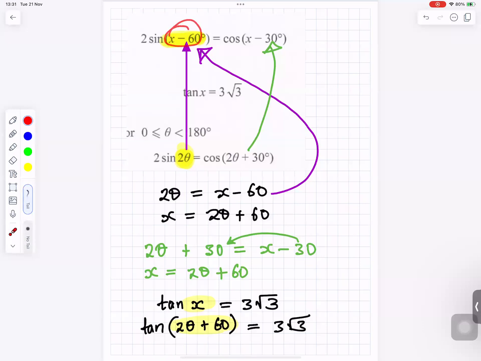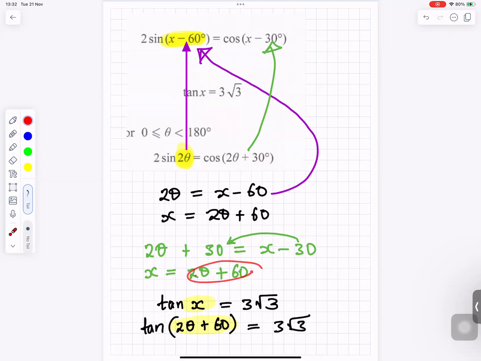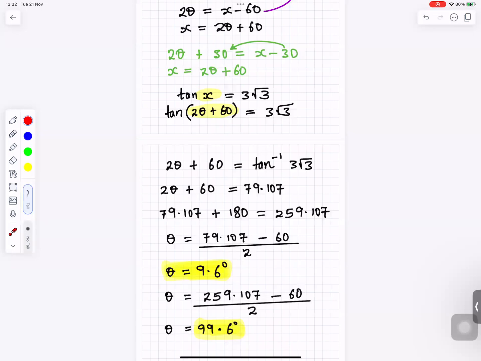Another way to look at it: x minus 60 is the same as 2 theta. So 2 theta is the same as x minus 60. So x would be 2 theta plus 60 because you take the minus 60 to that side. And then 2 theta plus 30 equals x minus 30. So 2 theta plus 30 equals x minus 30. That gives x to be 2 theta plus 60. And then, so tan x is root 3 over 3. So tan of 2 theta plus 60 has to be equal to root 3 over 3 because that's the same as the x. So 2 theta plus 60 is inverse tangent of root 3 over 3. And when you solve that, you get 9.6 and 99.6 degrees.